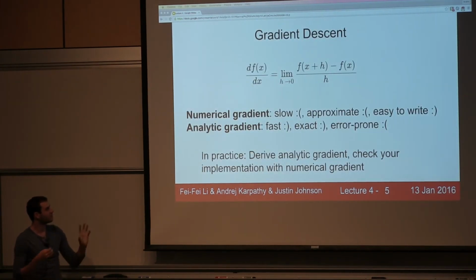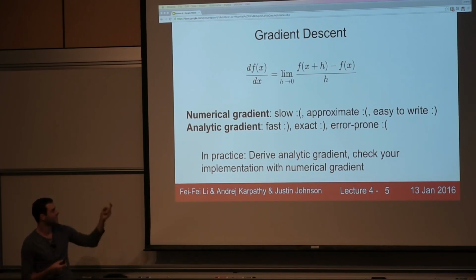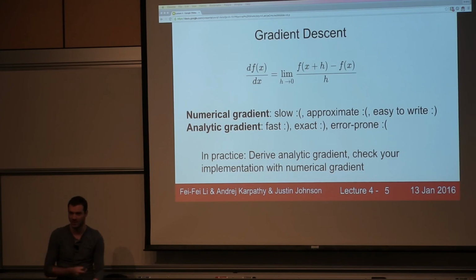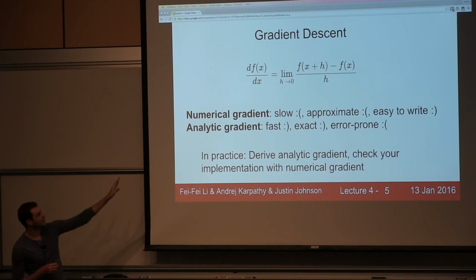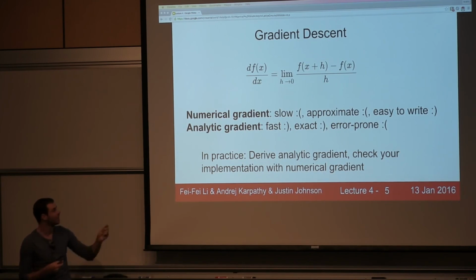Now, we also saw that there are two ways to evaluate the gradient. There's a numerical gradient, which is very easy to write, but extremely slow to evaluate. And there's an analytic gradient, which you obtain by using calculus, and we'll be going into that in this lecture quite a bit more. It's fast and exact, which is great, but you can get it wrong sometimes. So we always perform what we call a gradient check, where we write all the expressions to compute the analytic gradient, and then we double check its correctness with the numerical gradient. You're going to see that definitely in the assignments.